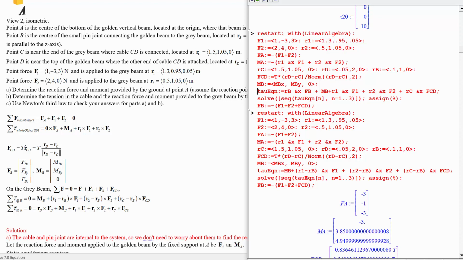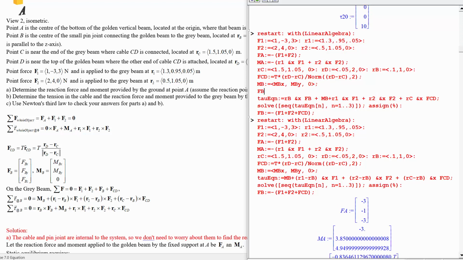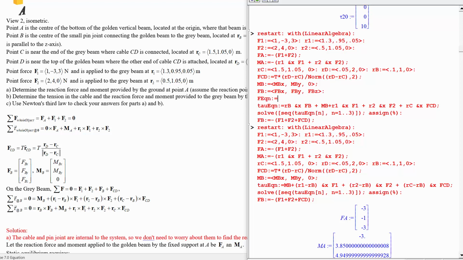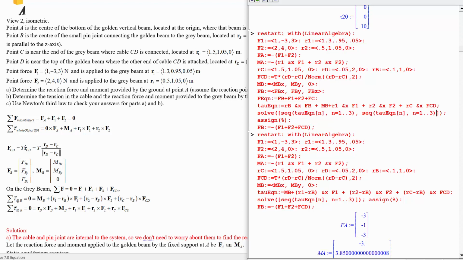So we can set up the force one similar to what we did here with unknowns. And then say that the force equation, instead of this, is the sum of all the forces on this gray beam. Then what we're solving is the terms in the torque equation and the terms in the force equation. I think, yeah, let's just put two different sequences. No need to be too fancy here.